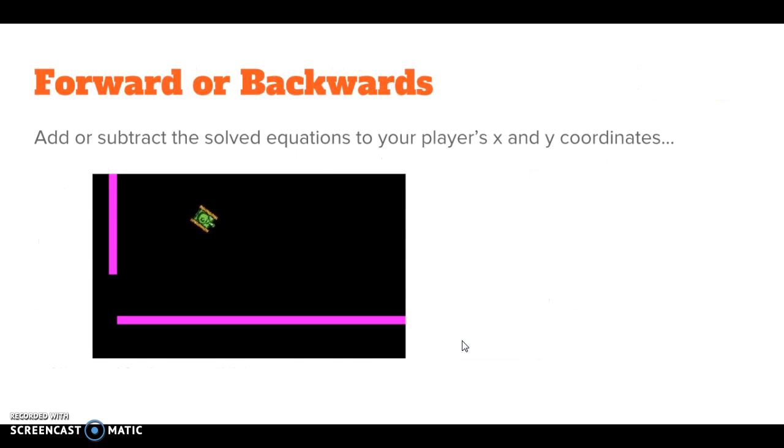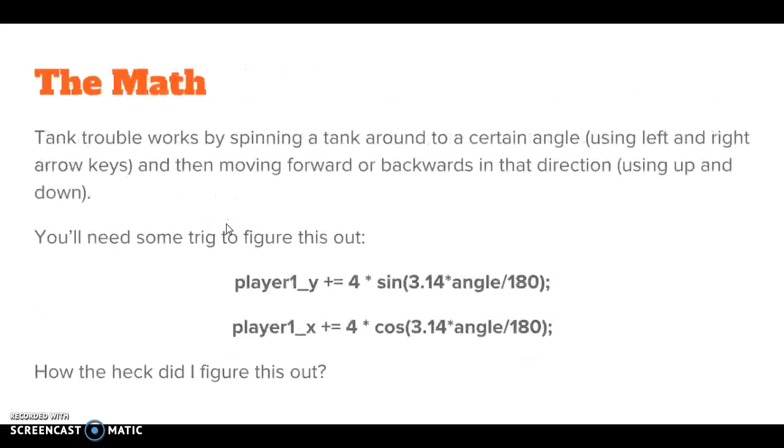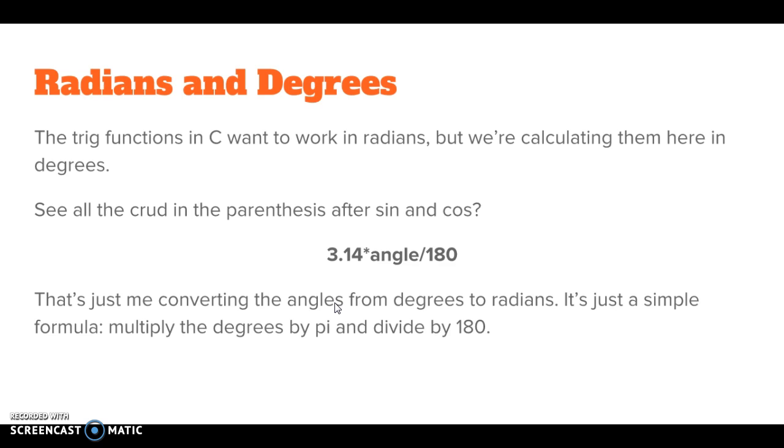And notice that what we're doing here is we're adding or subtracting those solved equations to the x and y coordinates. So it's really important, if you see here, I have the plus equals, not just straight up equals, because otherwise he's always going to be calculating from his starting point, whatever that is. The plus is for forward, the minus is for backwards.